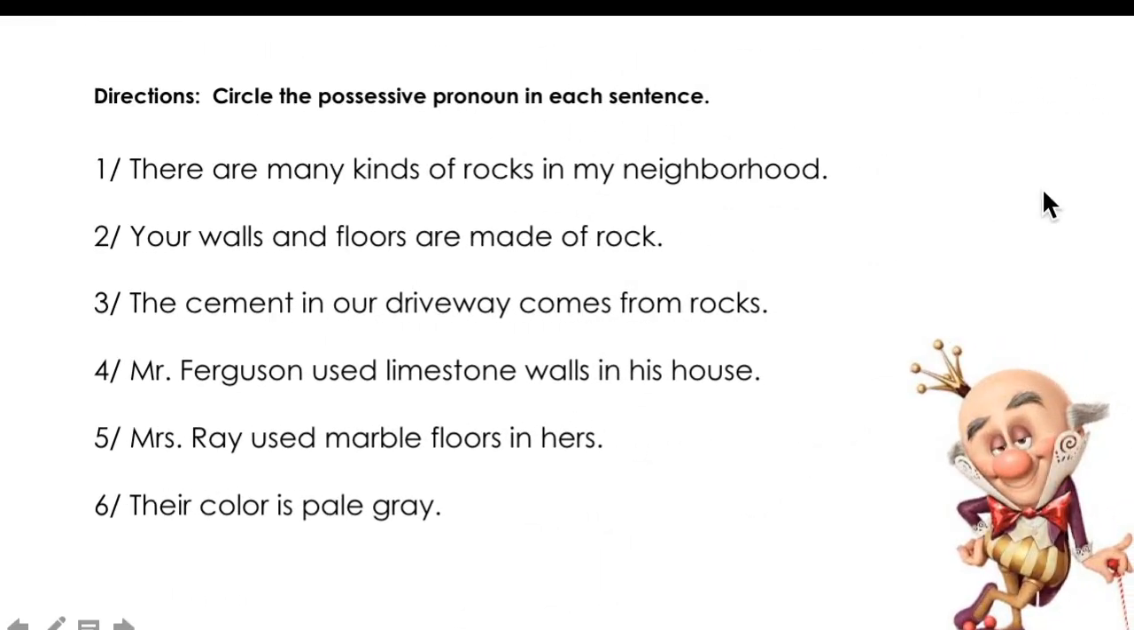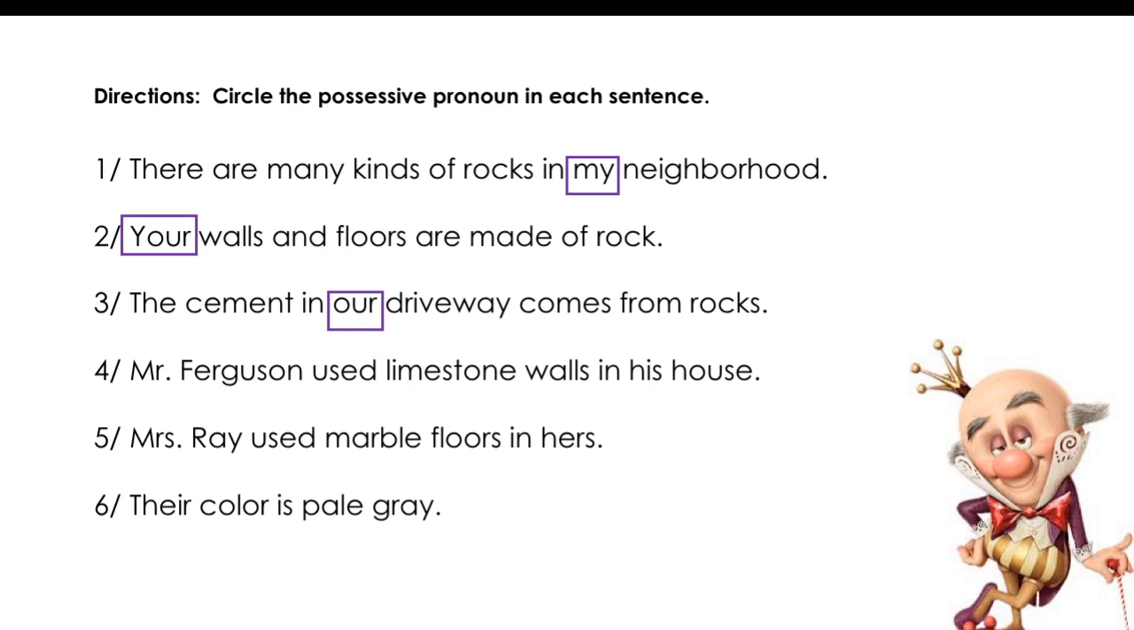Let's see. Circle the possessive pronouns in each sentence. There are many kinds of rocks in my neighborhood. Where is the pronoun? My. Your walls and floors are made of rock. Where is the possessive pronoun? Your. The cement in our driveway comes from rocks. Where is the pronoun? Our.